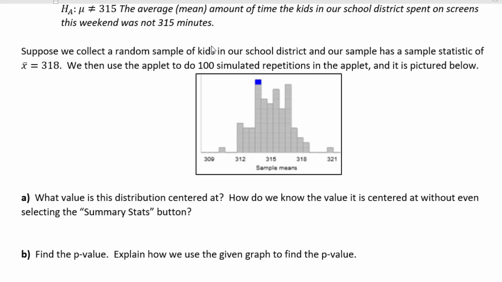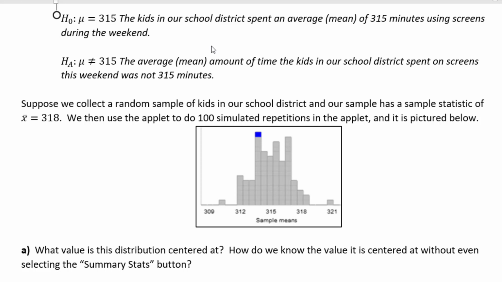So part A says, what value is this distribution centered at, and how do we know that even without selecting the summary stats button in the applet, or even looking at the picture? Well, the way we know is that when we do a hypothesis testing process and we create a simulated distribution of sample statistics, we do that under the assumption that the null hypothesis is true. We assume the null is true and we create a simulated distribution of sample statistics based on that assumption.